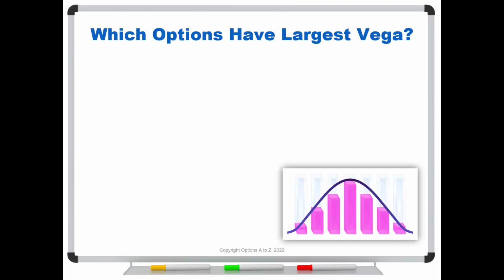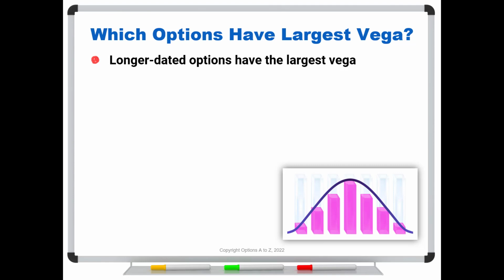So when it comes to Vega, which options have the largest Vega? Well, longer dated options have the largest Vega. This is assuming all else being equal. So if you have a 30-day option, it's going to have a certain Vega, but if you have a 1-year option, all else being equal, that 1-year option is going to have a much larger Vega number.